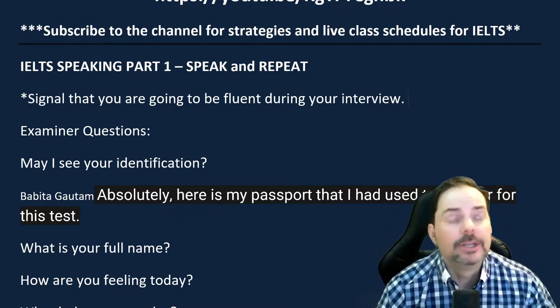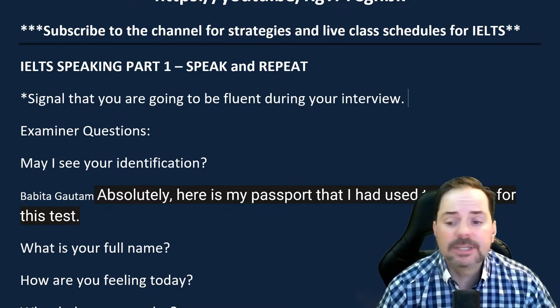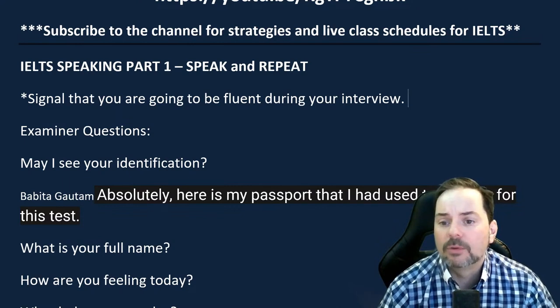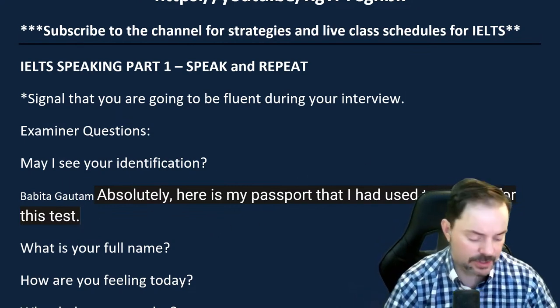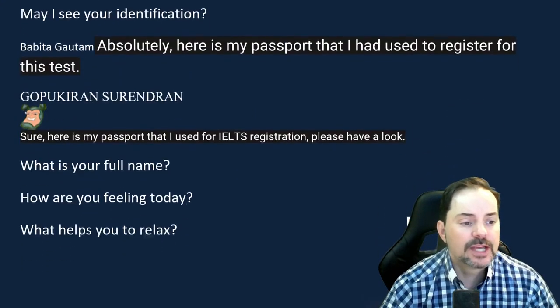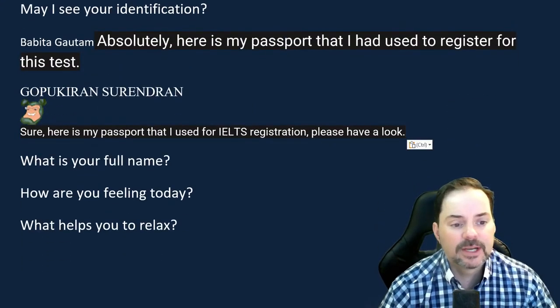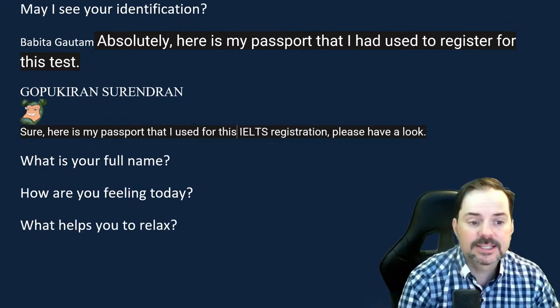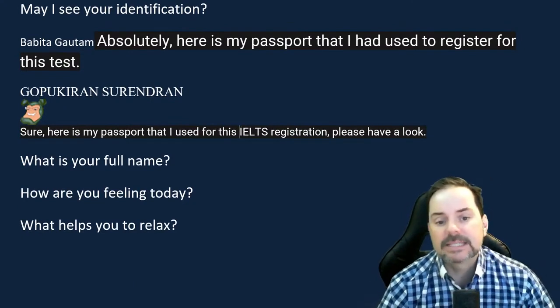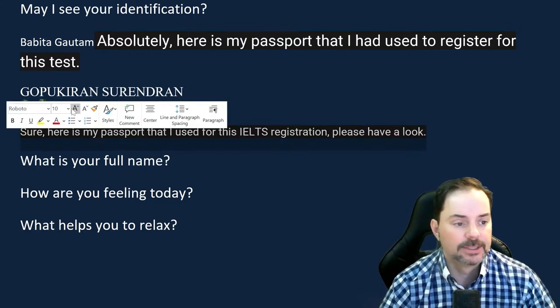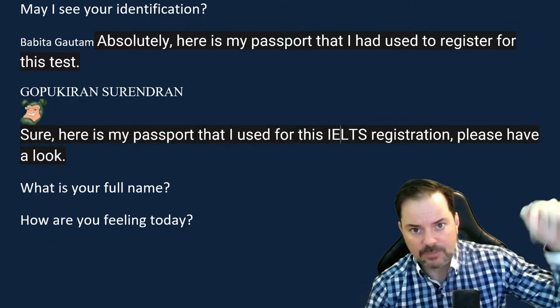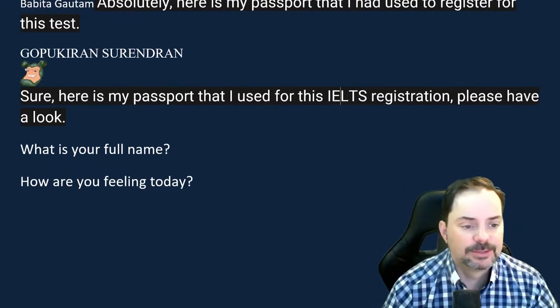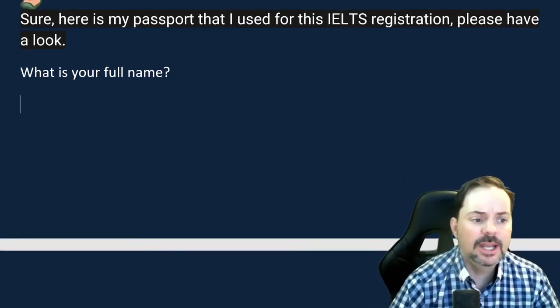Awesome. Good. So you want to be nice and fluent, okay? Now, you don't need to go overboard. Gopu says this. This is a good one, okay? Gopu says, sure, here is my passport that I used for this IELTS registration. Please have a look. Gopu, that's good. Use your pronouns. This IELTS registration, okay?